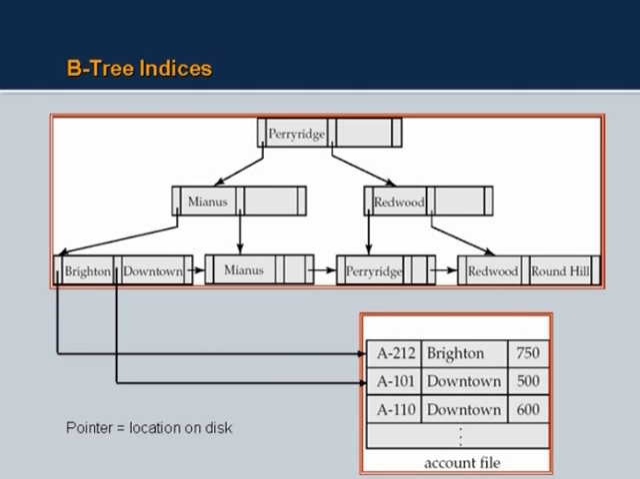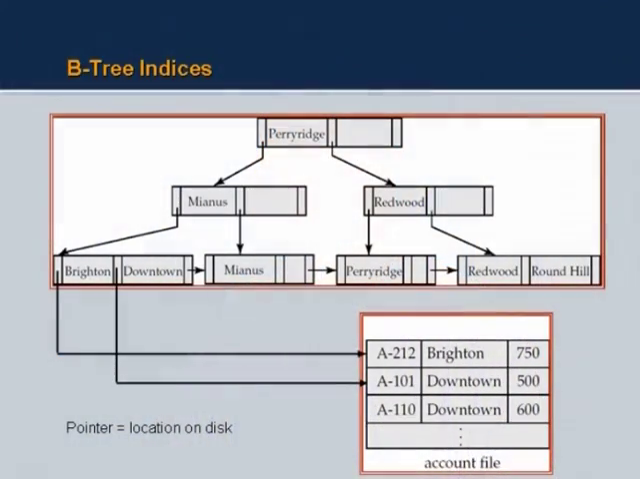So if I come in and search for Brighton, I will compare it with Perry Ridge. Is it less or more? It's less. So I will follow the left pointer. That is, I will look up the value there, the integer offset, go to that offset in the index file, and then look at this structure there, this record. And in this record, there's only one thing, minus. So I compare with that. It's again less. So I go to its left and land up here. Now I find Brighton there, and I'm done.